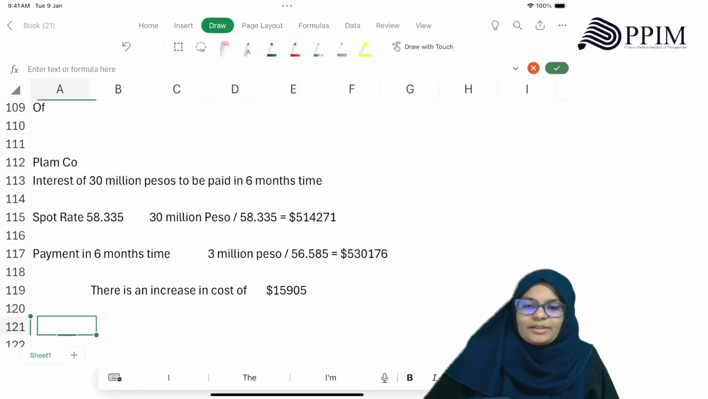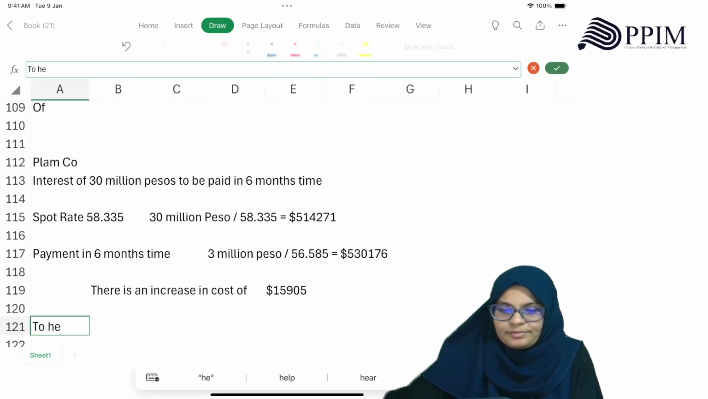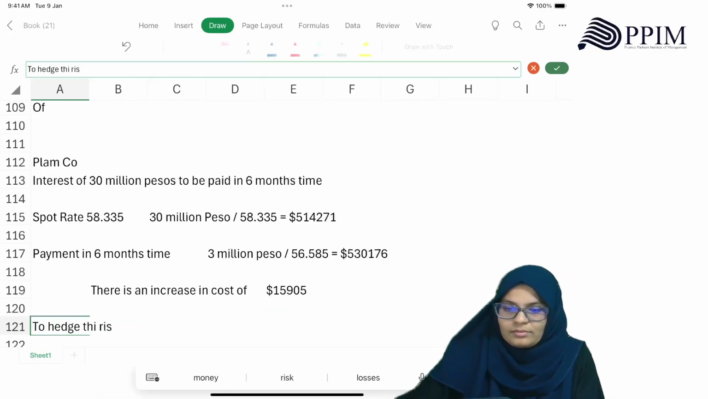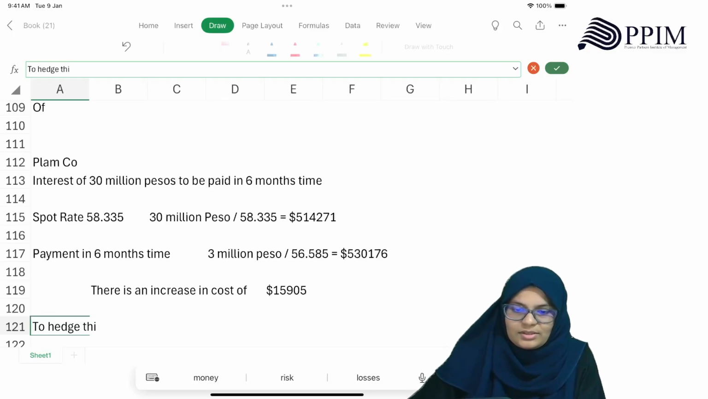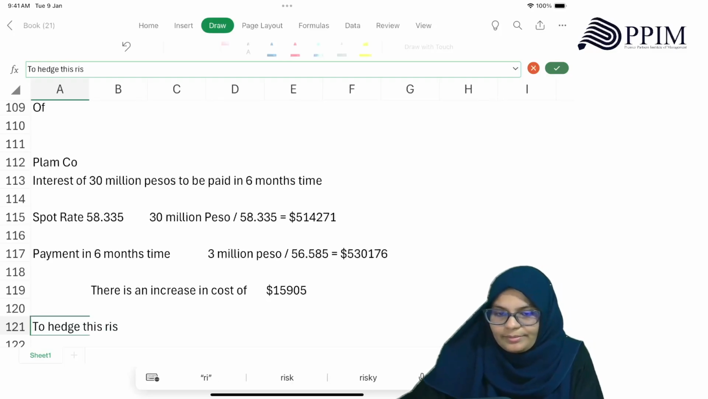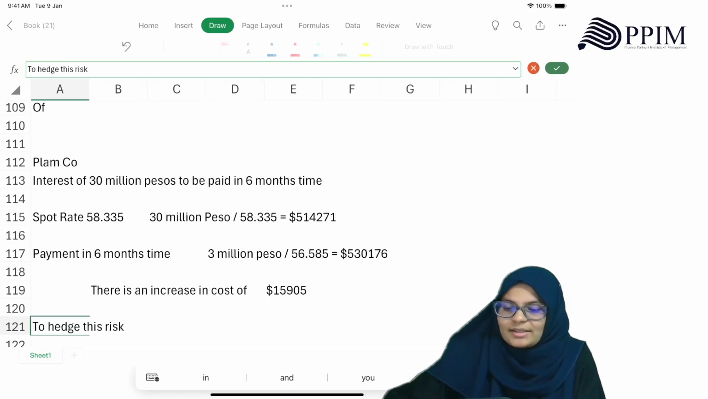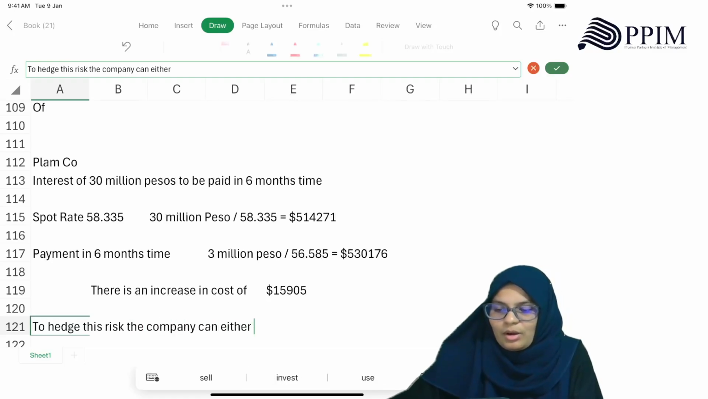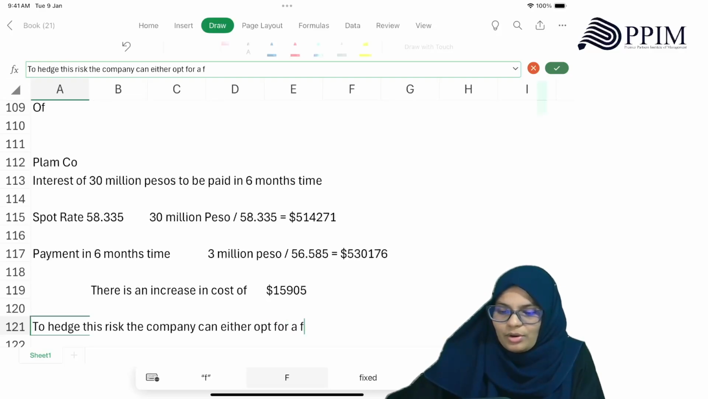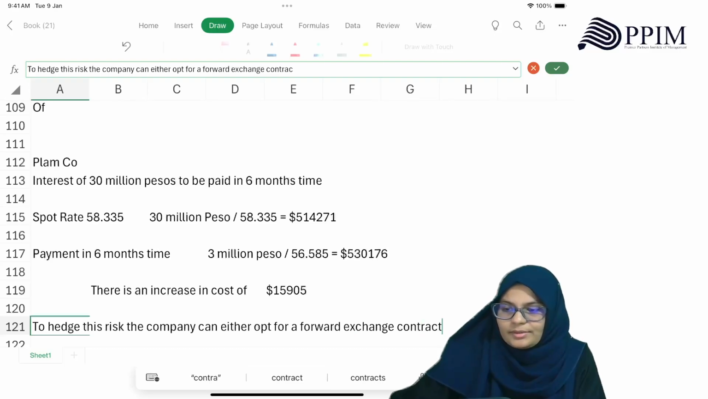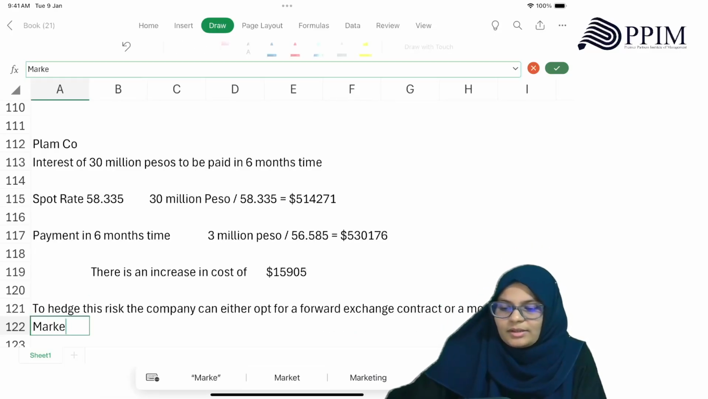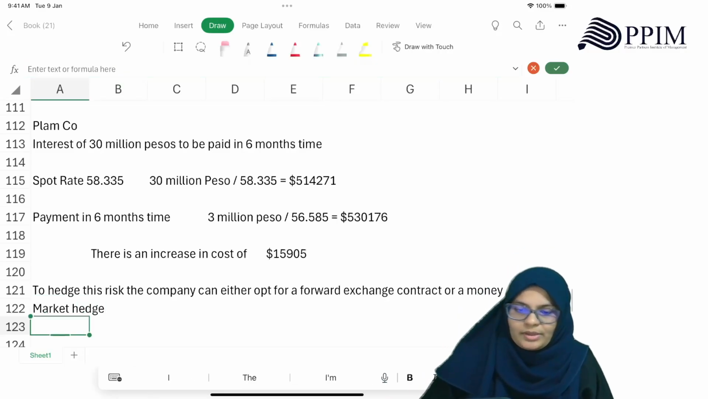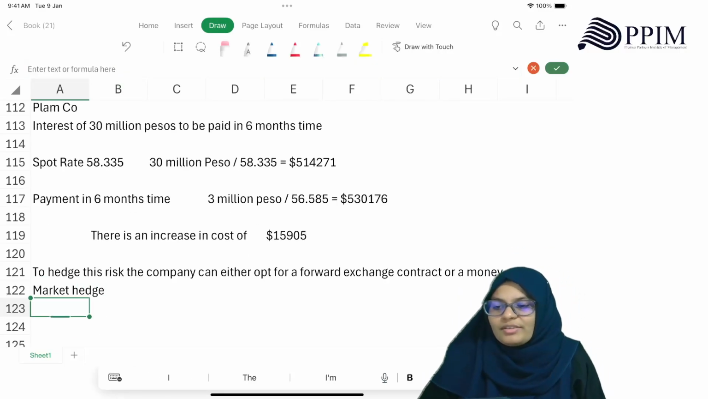Okay, right. So to hedge this risk, the company can either opt for a forward exchange contract or a money market hedge. So if you go for a forward, what will happen?